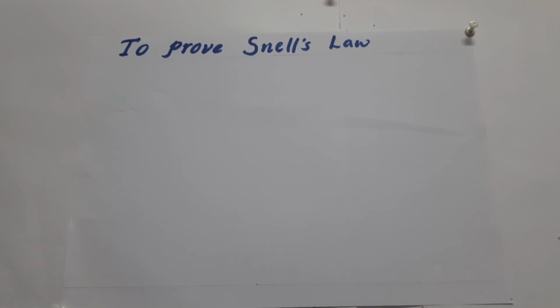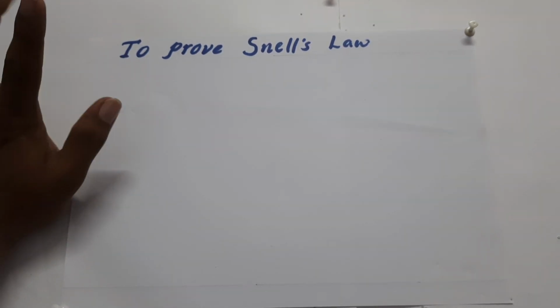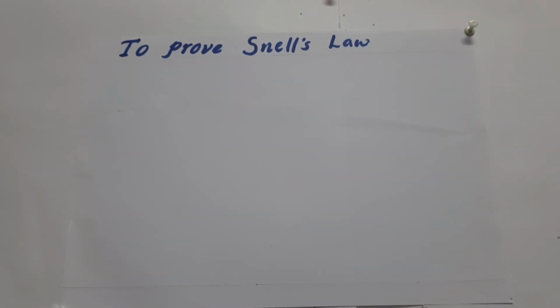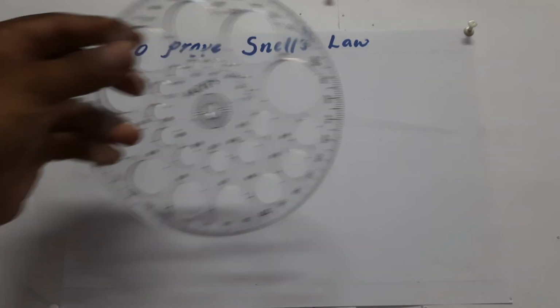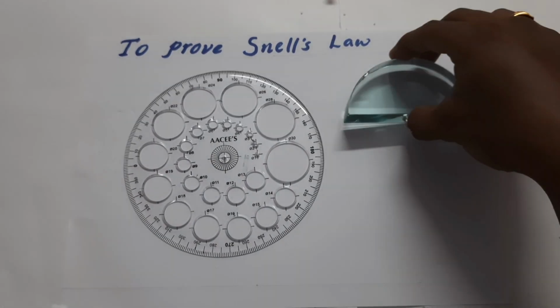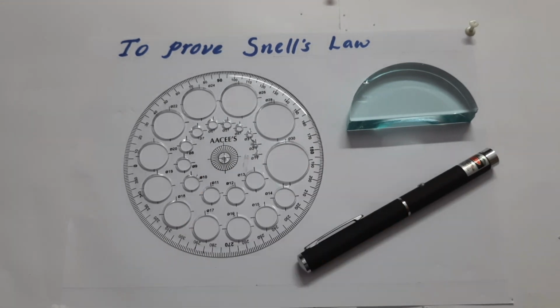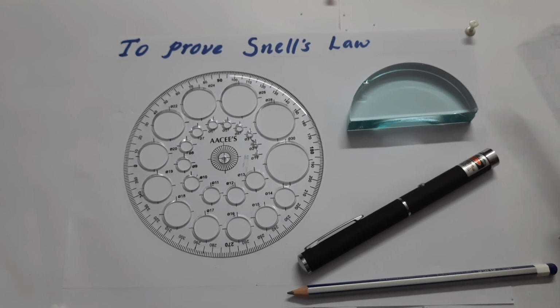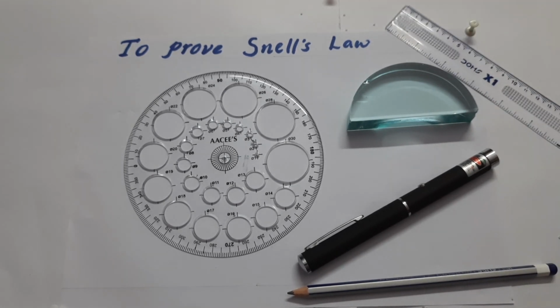So our activity is to prove Snell's law. For this activity, we need a protractor circle, a semicircular glass disc, a laser light, a pencil, and a scale. Now let's see the procedure of the activity.